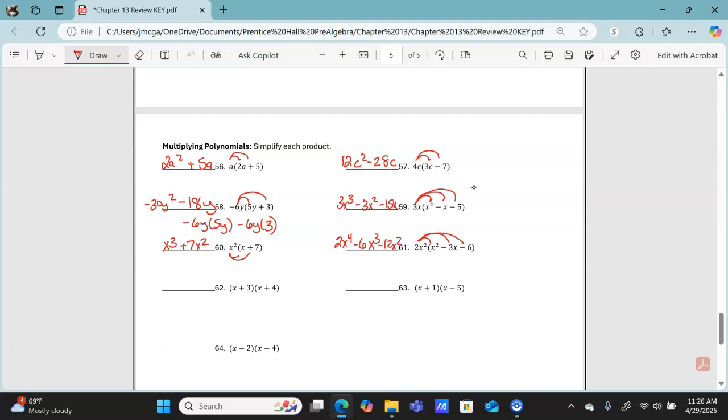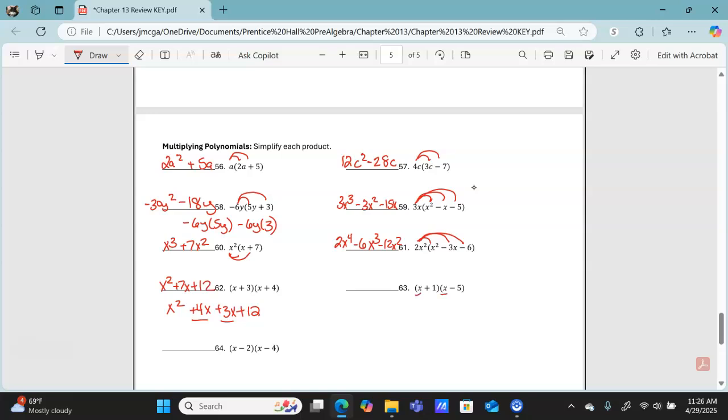And then the last ones you FOIL. First, outer, inner, last. And then combine like terms, we would get x squared plus 7x plus 12.